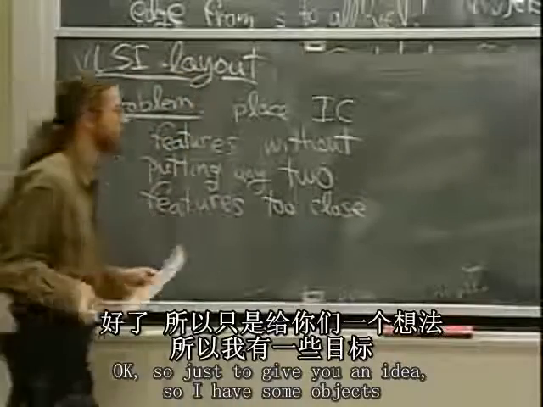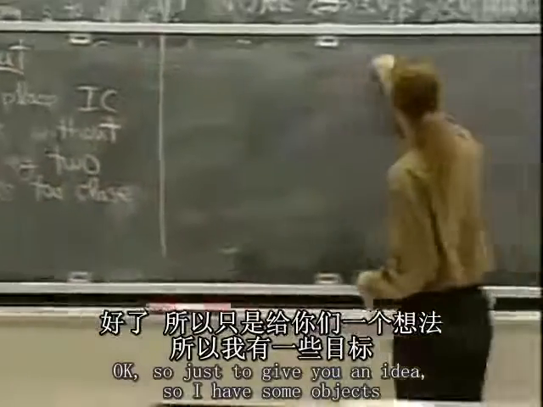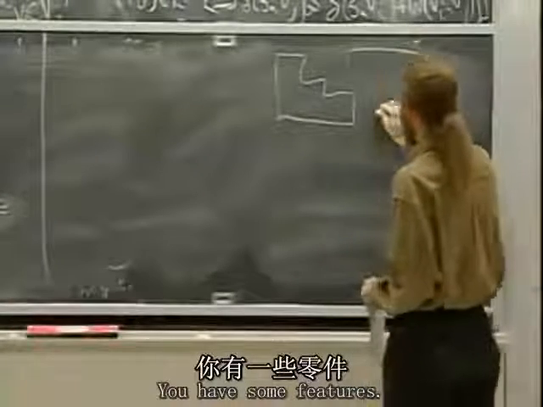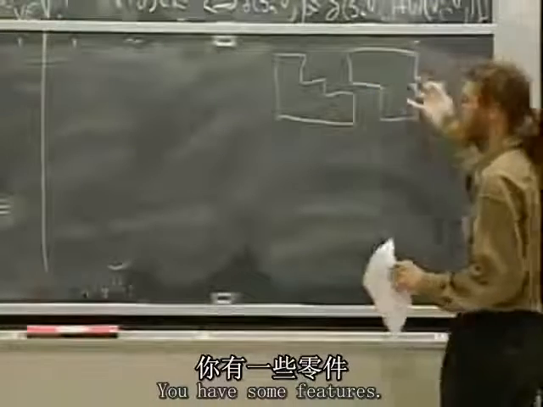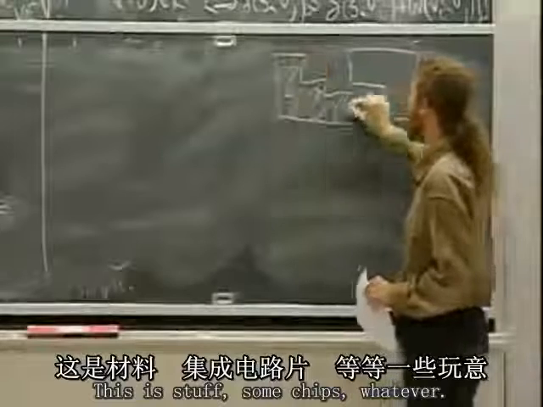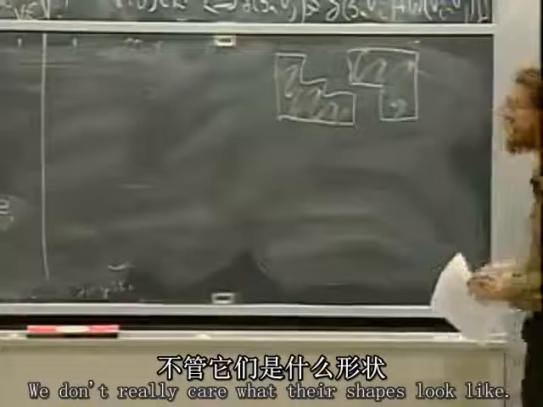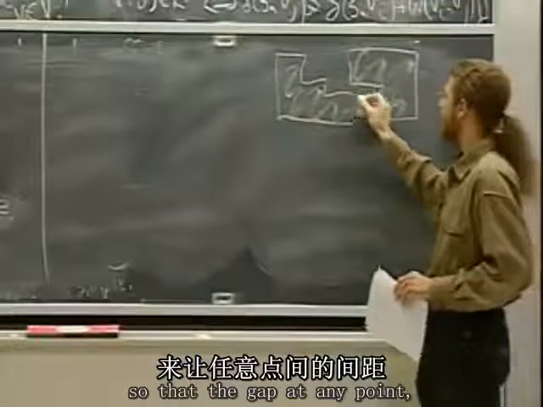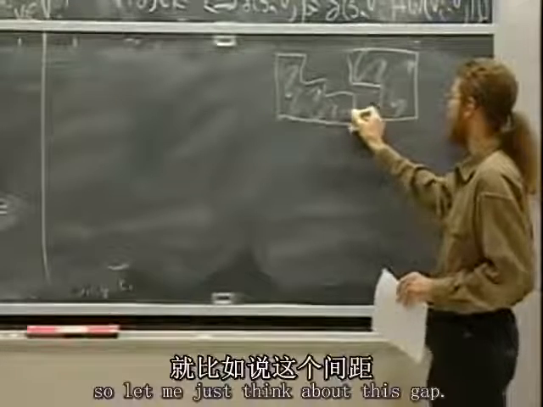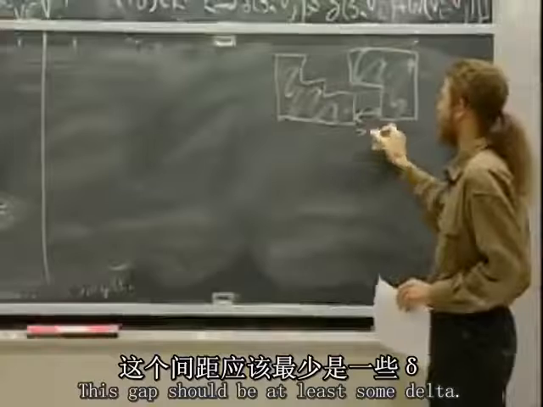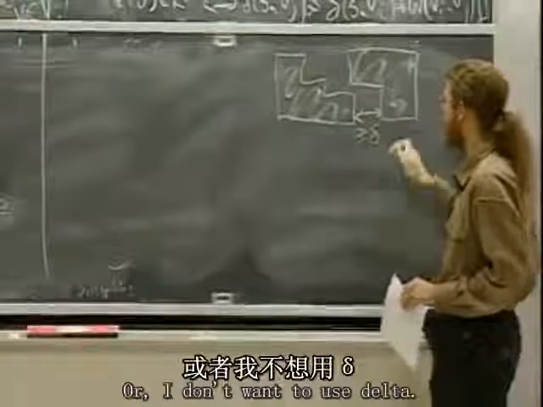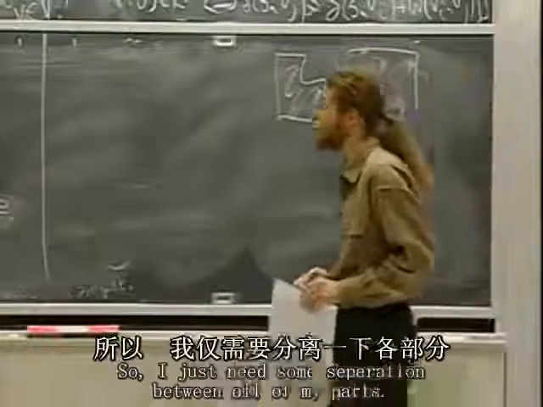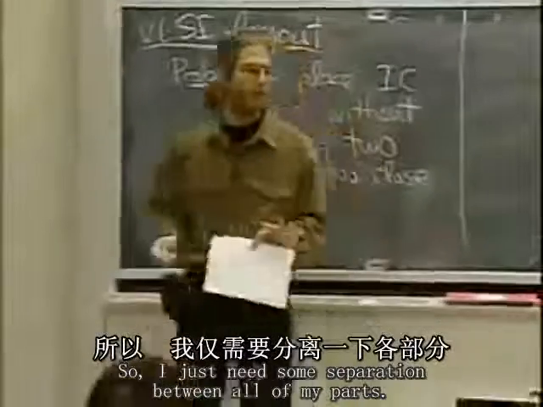Okay, so just to give you an idea. I have some objects, and I'm going to be a little bit vague about how this works. You have some features. This is stuff, some chips, whatever. We don't really care what their shapes look like. I just want to be able to move them around so that the gap at any point, let me just think about this gap, should be at least some epsilon, a good small number. So I just need some separation between all of my parts.